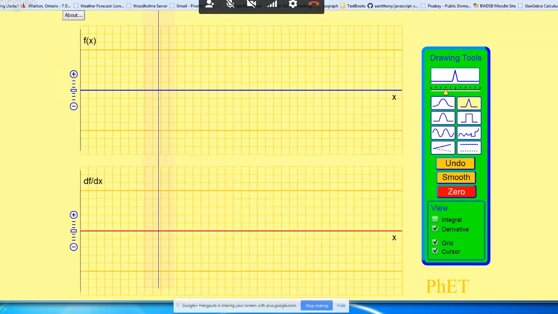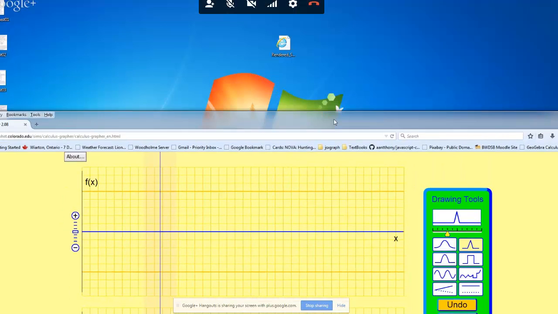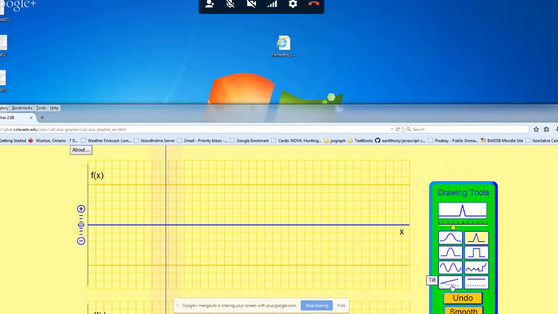Okay, so I'm going to undo that. And, oh, I know what to do next. I'm going to take this, and it's called tilt, and tip it up like that. So it goes on forever, and this time I want you to sketch the derivative.